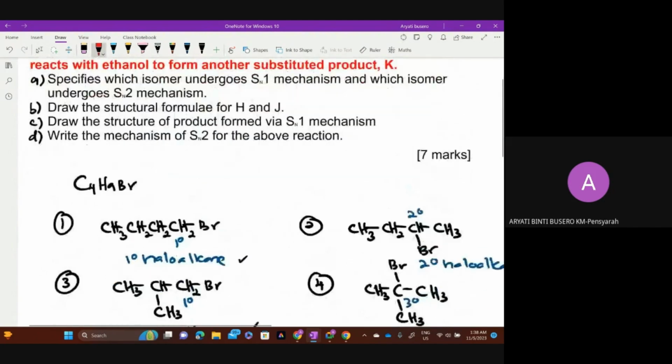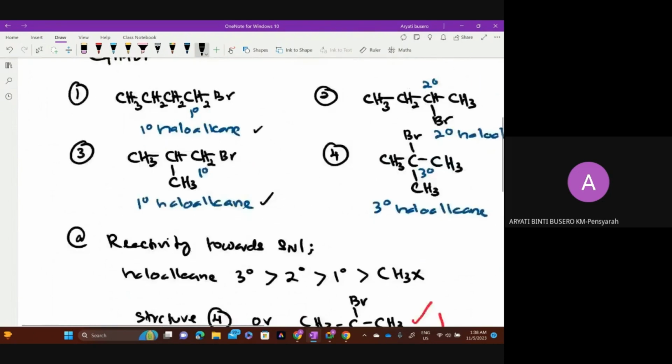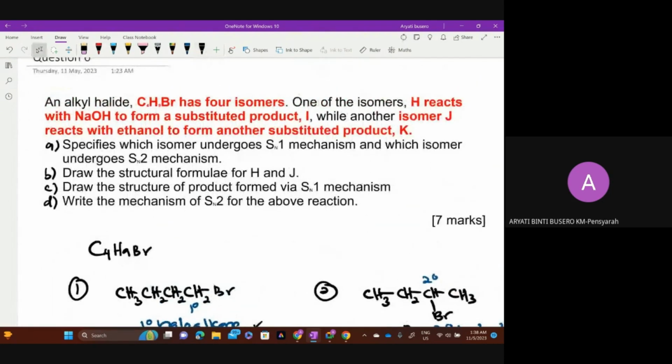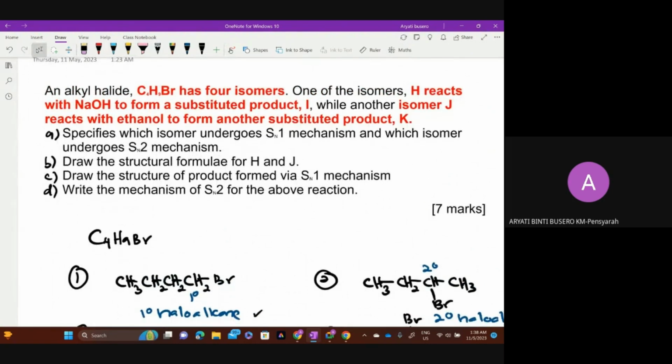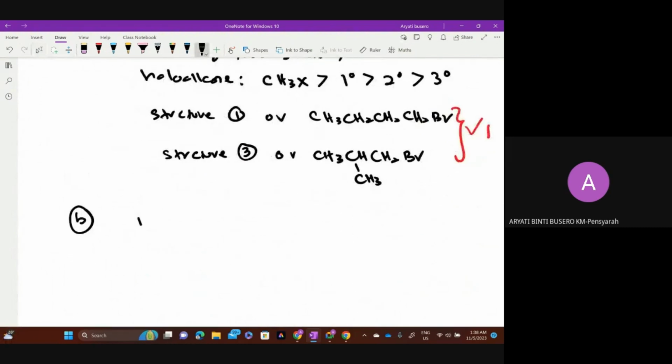Draw the structural formula for H. Okay, untuk structure soalan B. Draw the structural formula for H. Okay, so kita baca balik soalan. Dia kata alkyl halide has 4 isomer. One of the isomer H react with NaOH to form a substituted product I. So kat sini kita pun lukis H. Okay, H ini a type of haloalkane. React dengan NaOH, produce product I.